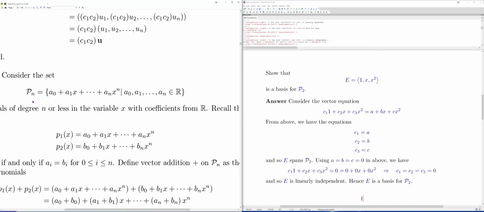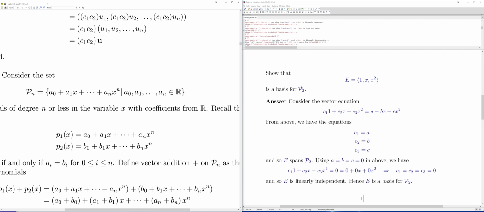Okay, so let's recall that this P2 over here is the vector space of polynomials of degree at most 2. And we saw the general definition in the case of Pn, which is polynomials of degree at most n. I'm saying over here that n is equal to 2, so polynomials of degree at most 2. This is a vector space where the vector addition is the usual addition of polynomials, and the scalar multiplication is the usual multiplication of a polynomial by a scalar.